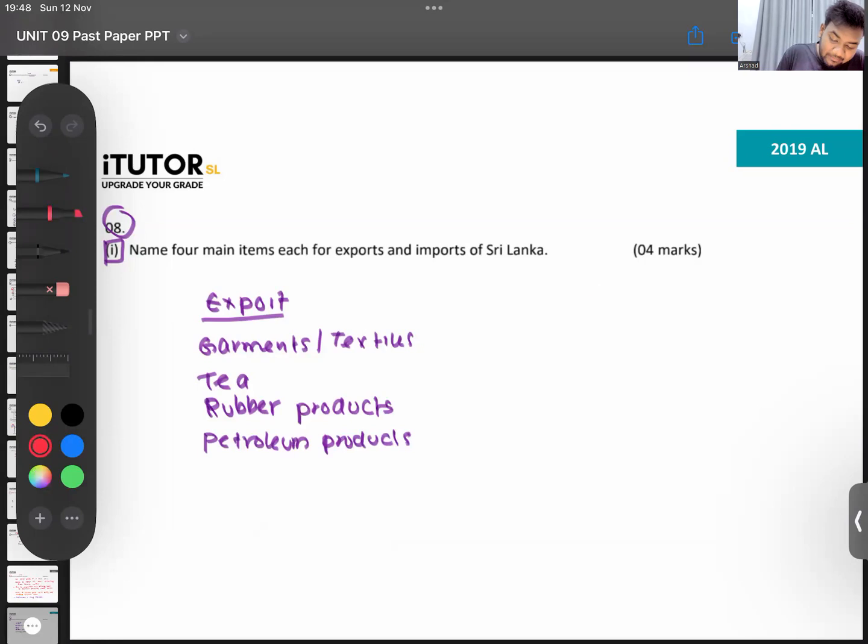Now children, imports, you tell me what are the main imports that we had in the recent years. I showed you. We have fuel, that's number 1. Alcohol, not much. Machinery and equipment, yes. Then textile articles, right? Textile articles, that's there in exports also.